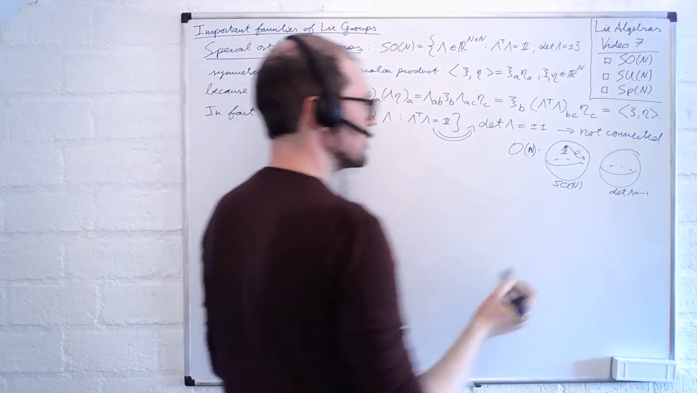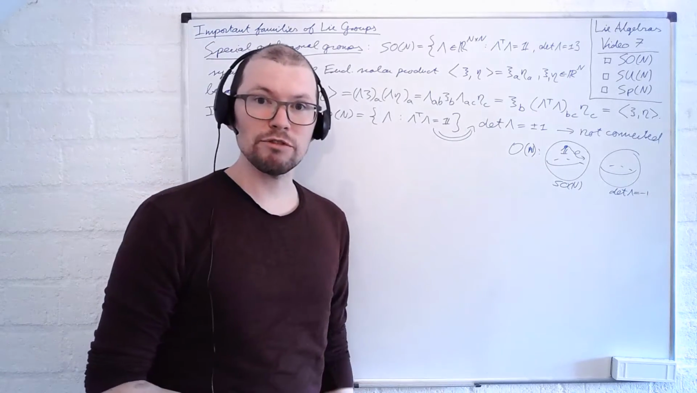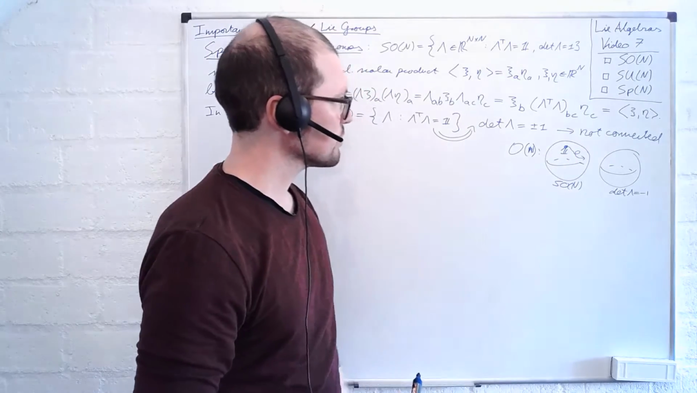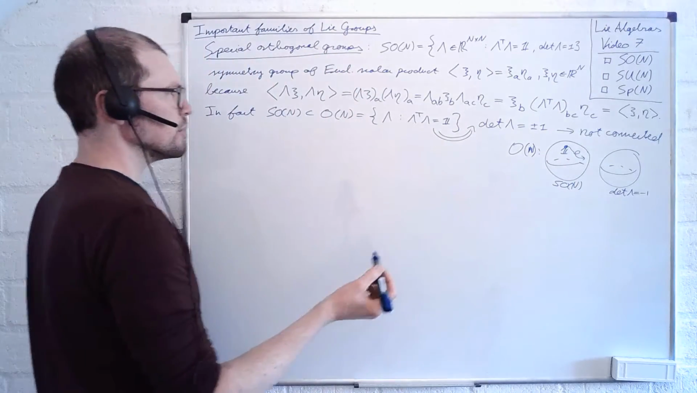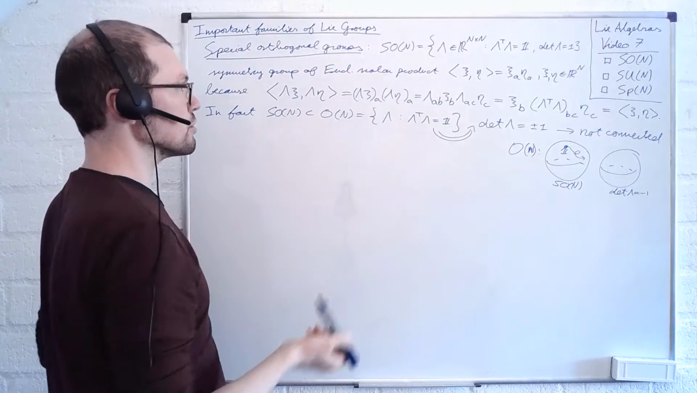But we really would like to have connected Lie groups, because we know that the exponential map, for instance, is surjective on a connected group. So that's why we factor out this overall minus sign by looking at the special orthogonal group.